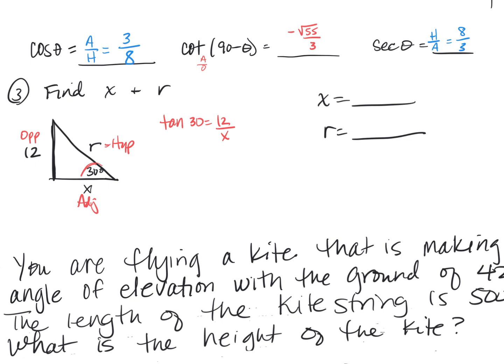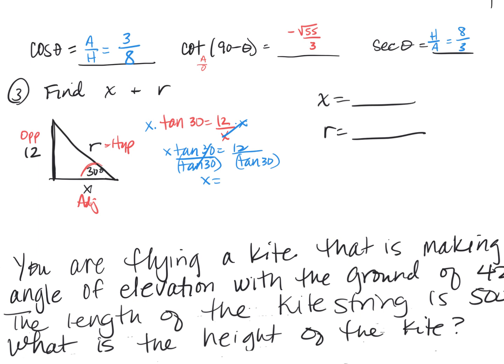So I'm going to just do algebra now. I'm going to multiply both sides by x. Then divide by the tangent of 30. So don't separate the 30 from the tangent because that's a number together. Okay? So x will be whatever I get in my calculator when I do 12 divided by the tangent of 30.